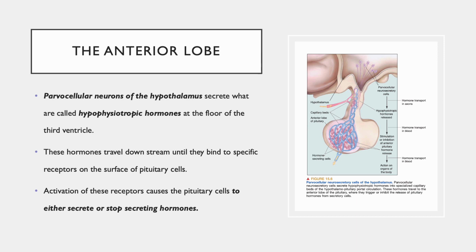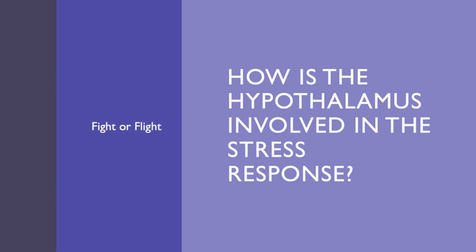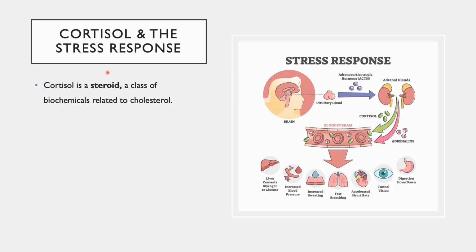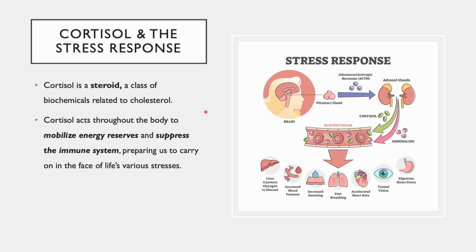So, how is the hypothalamus involved in the stress response? We know that cortisol, a steroid, is largely modulating the stress response. Cortisol is a steroid and it's a class of biochemicals related to cholesterol. And so, cortisol is released into the bloodstream to help us mobilize our energy reserves, to take up that glucose that's stored in the form of glycogen or triglycerides in the white adipose fat.